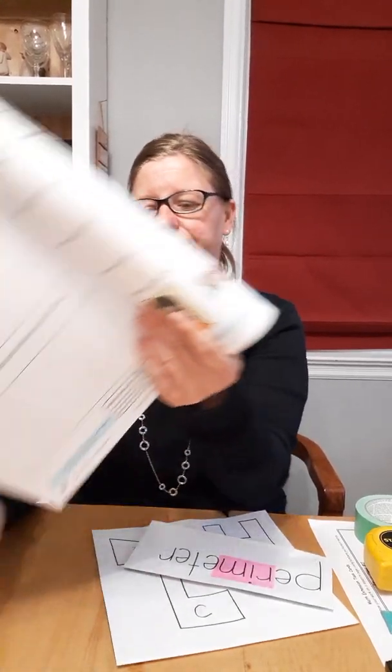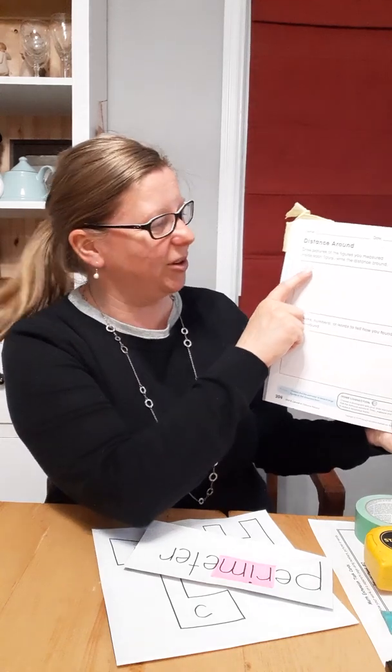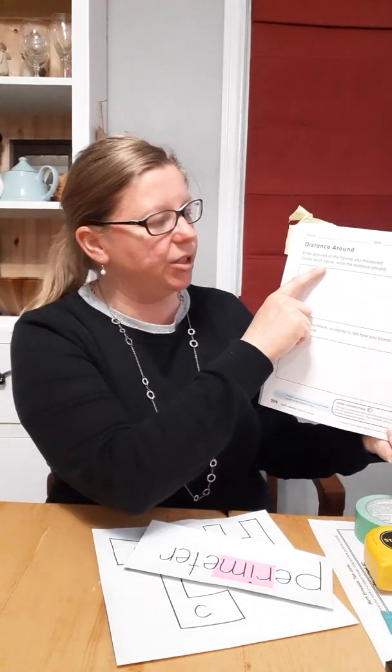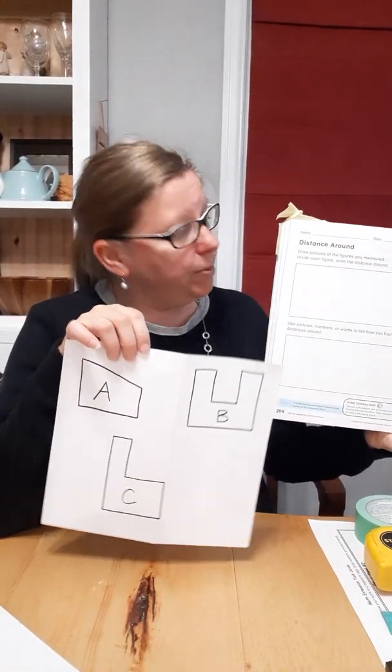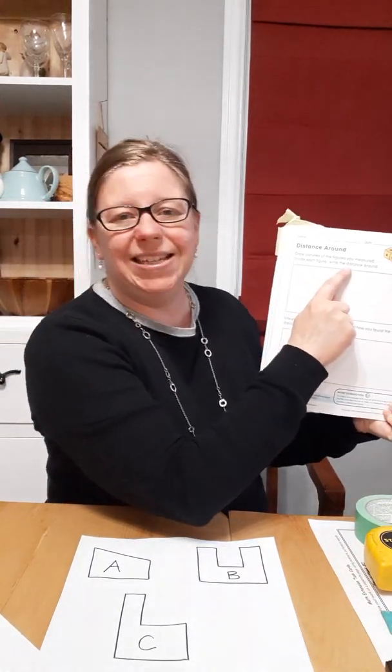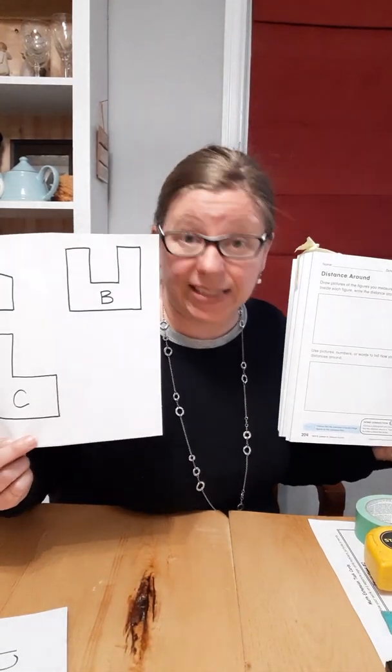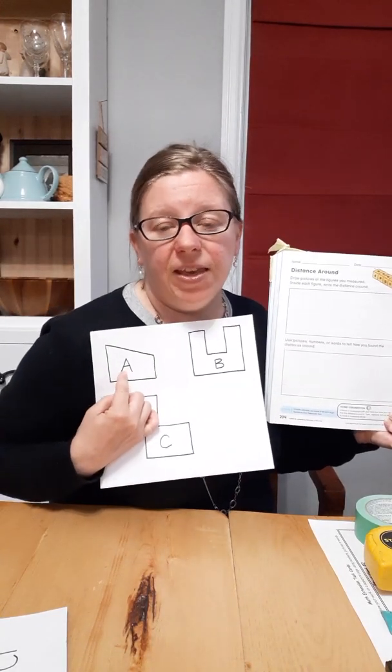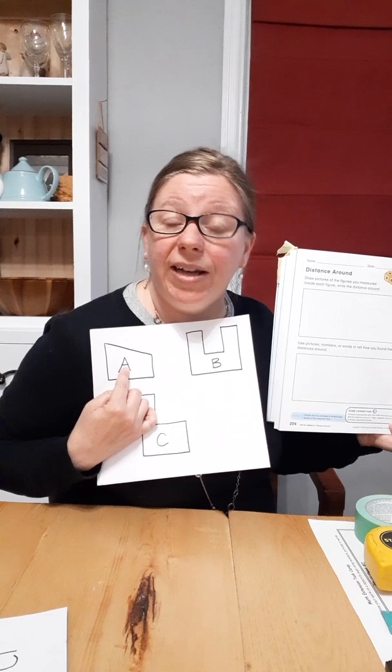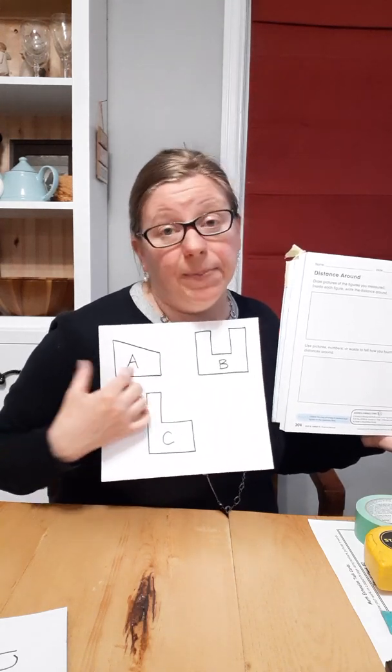So on page 204, it says, draw pictures of the figures you measured. Simple enough now that you know what they're talking about. Inside each of the figures that you've taped out and that you've drawn in your book, including your objects if you chose to do that, write the distance around. So if the distance around was 153 centimeters, then inside the figure that you've drawn, you're going to print the number 153 cm for centimeters.